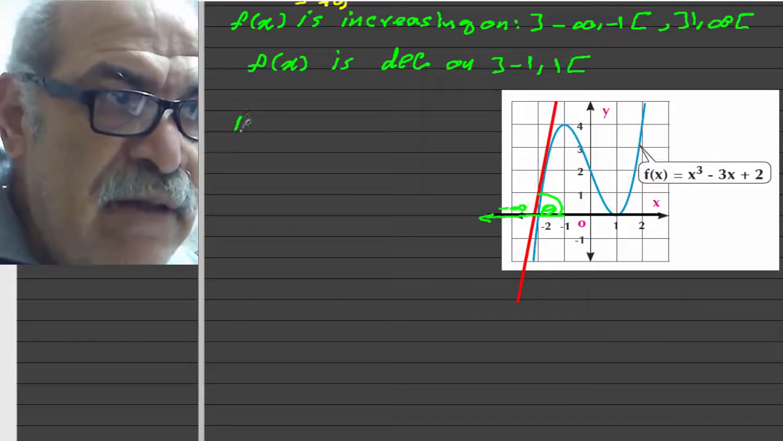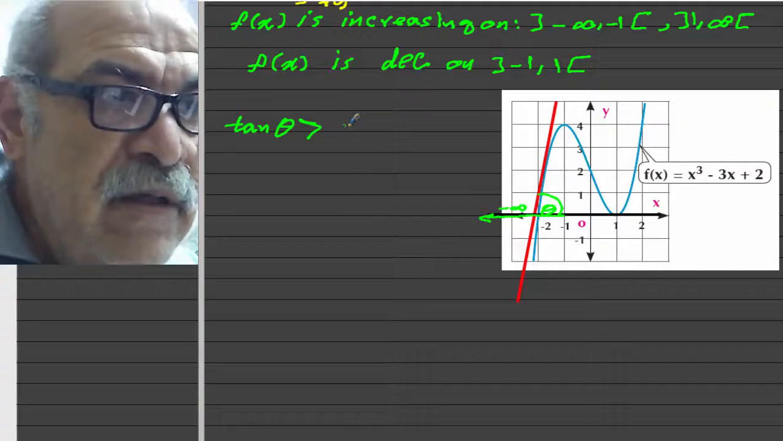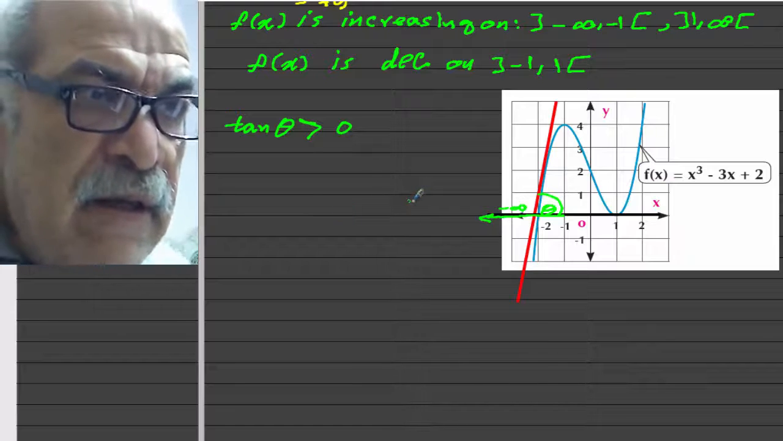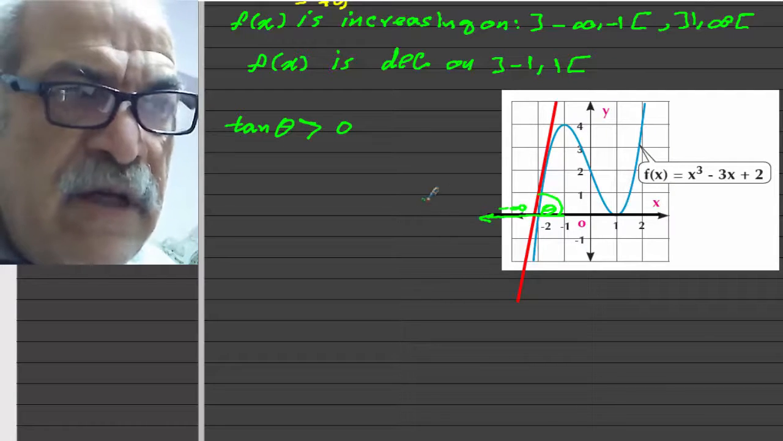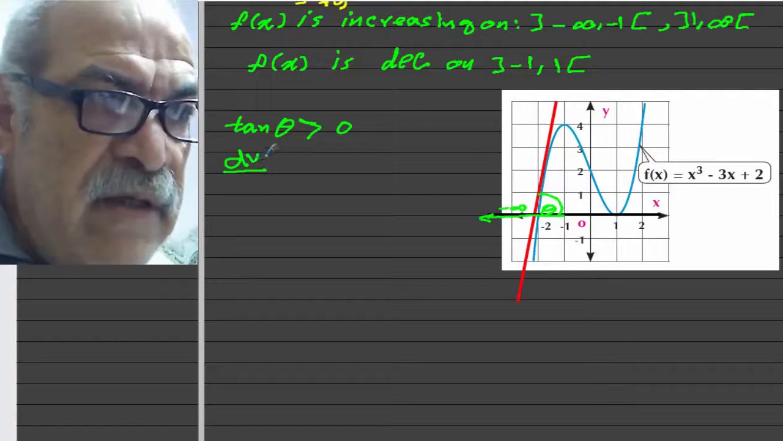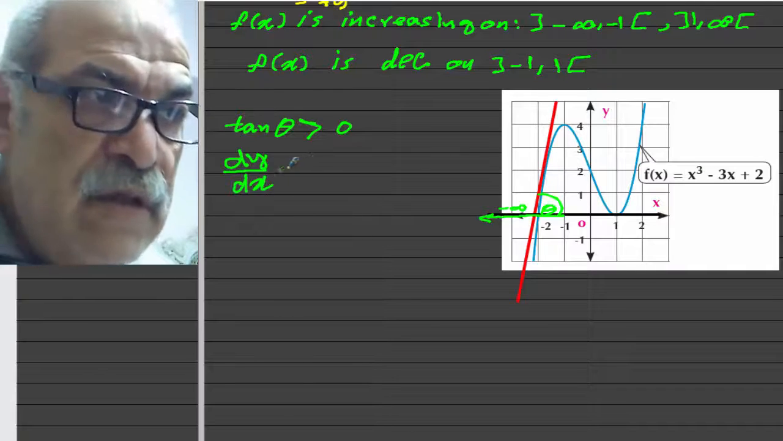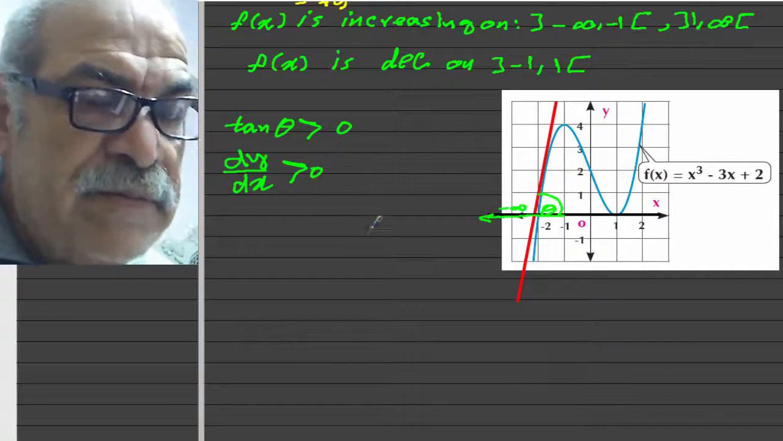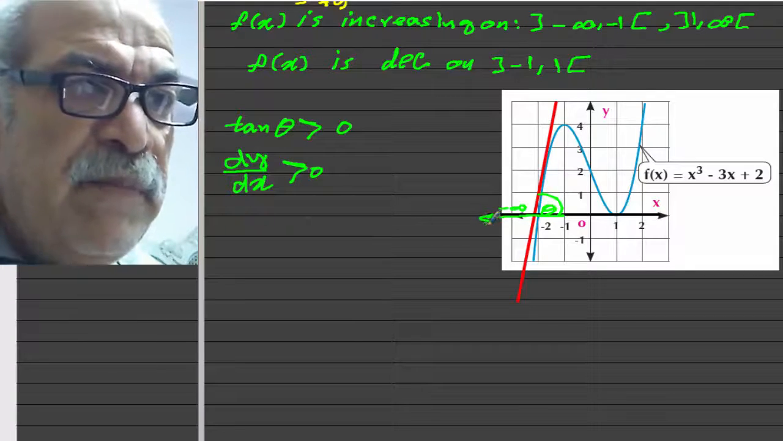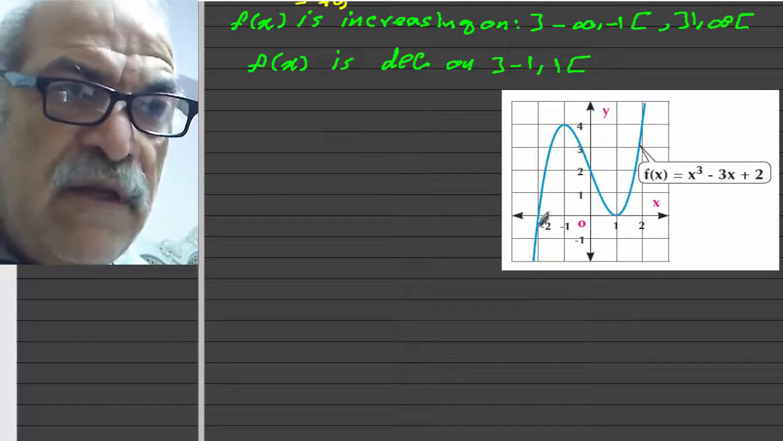Here tan theta is greater than 0 in the interval where the function is increasing. Also, dy dx, which is the slope of the tangent, is also greater than 0. Okay. And here, what about the increasing of the function from -infinity to -1?